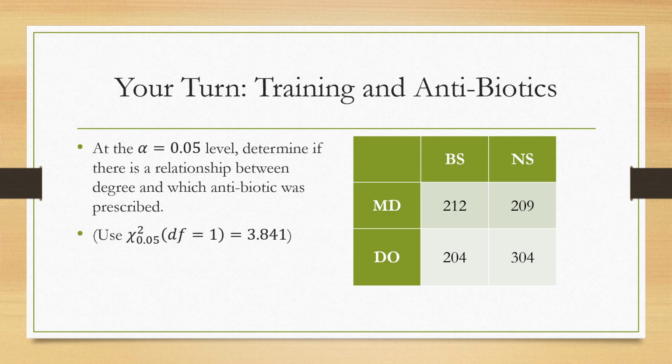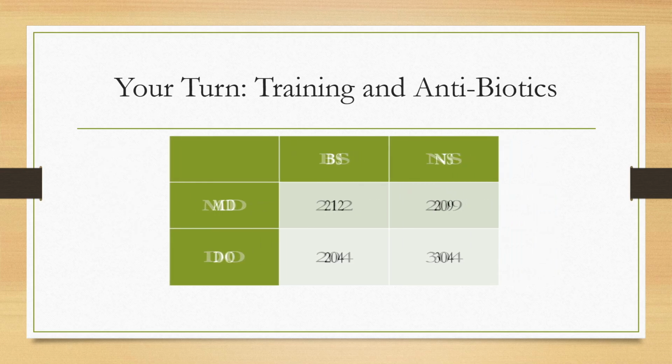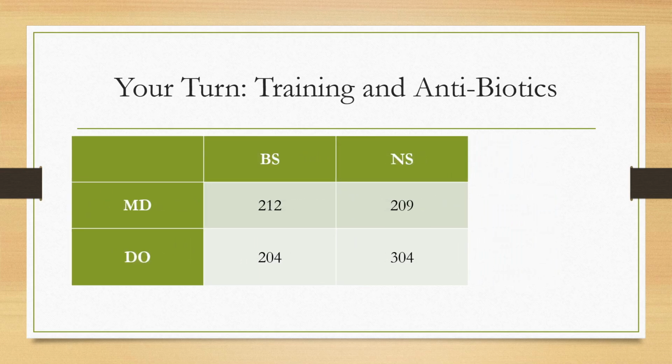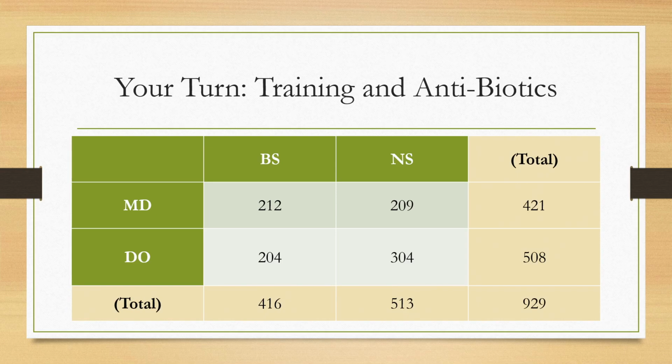All right, so coming back to this, I'm going to spread this out here so that I can go on and add in my margins. So when I calculate my margins, I get 416 and 513 as the column sums. And for the row sums, MD, I get 421 MDs, 508 DOs, for a total of 929 participants in this study.